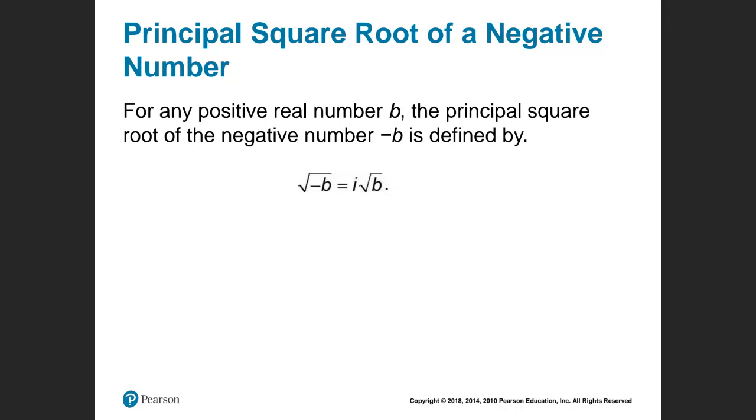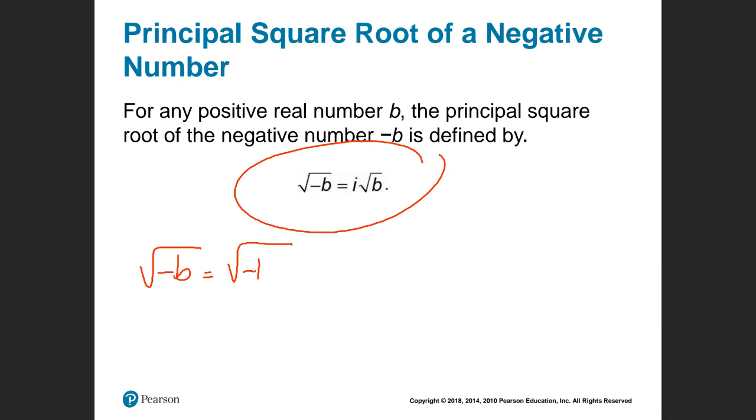Now, the principal square root of a negative number. For any positive real number b, the principal square root of the negative number negative b is defined by the square root of negative b equals i times the square root of b. Remember this one, you have to know it. We can write it as the square root of negative 1 times b, or the square root of negative 1 times the square root of b. Remember, i equals the square root of negative 1, so we change the square root of negative 1 to i, times the square root of b.